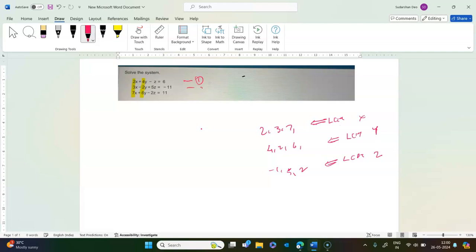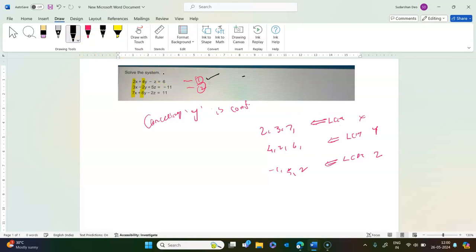Let us consider equation 1 and equation 2, which is simpler. Cancelling y is easier, more comfortable. So let's go with it. What will we do? I'll keep equation 1 as it is.